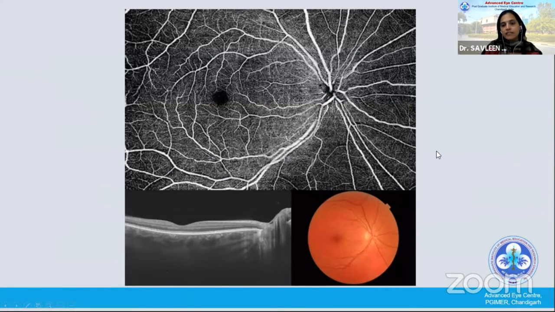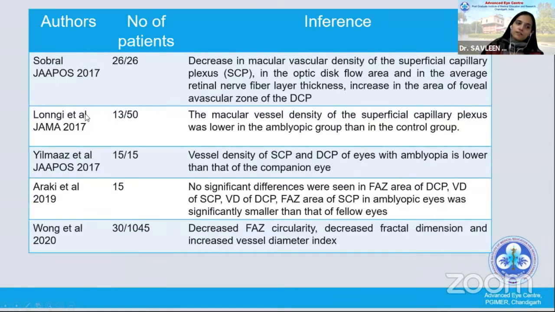So this is how an OCTA scan looks like, where you can image the superficial and deep vascular plexus as well as the vascular plexus on the optic disc, and corroborate with the clinical findings on the fundus photo or on the OCT. A lot of studies came up which talked about the OCT angiography in strabismus and in amblyopia in particular.